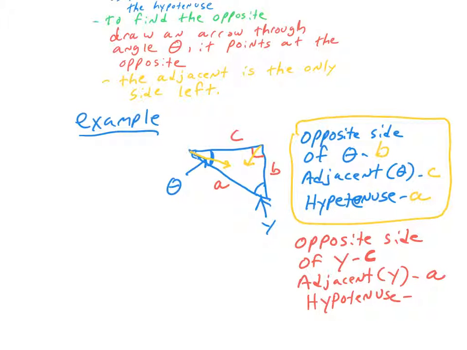And the hypotenuse never changes. So actually then the adjacent couldn't be side A. Let's change this. The adjacent to Y is going to be side B. And the hypotenuse is always A. It doesn't change depending on the angle. So if we notice, the opposite of our first angle is the adjacent of our second, and the adjacent of our first angle is the opposite of our second.